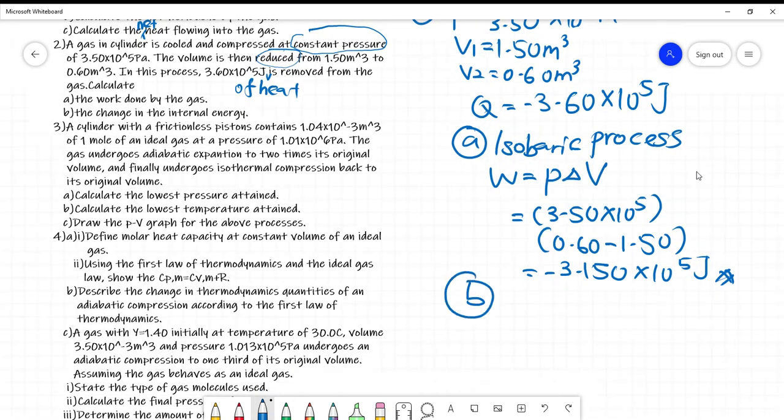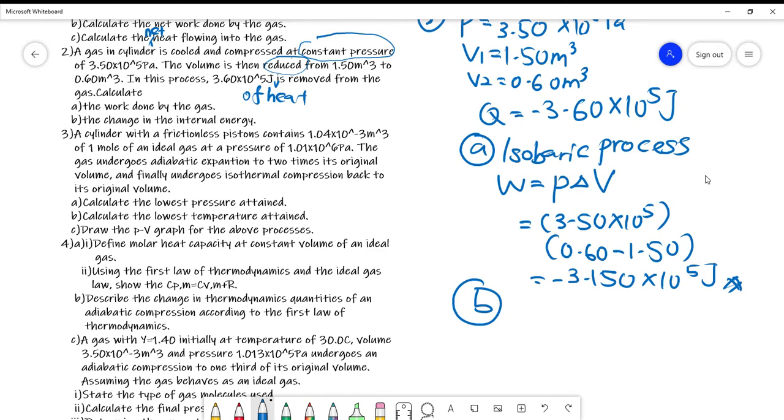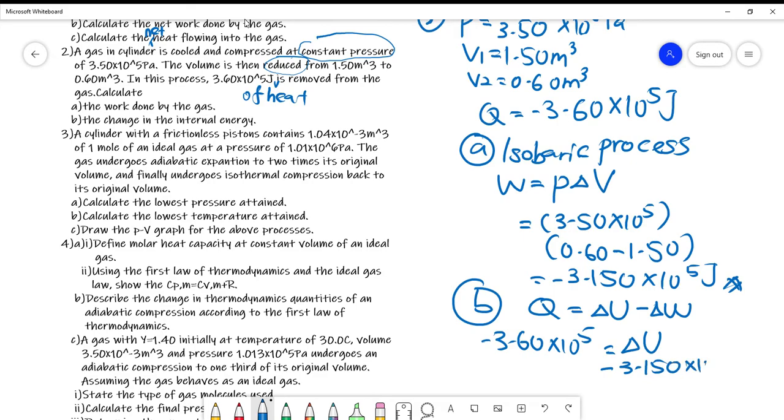So what will be our change in internal energy? Okay, so we have the first law of thermodynamics. So this is the increase in internal energy. Since the system is under compression, what we have for work done is actually negative work done. So our Q is negative 3.60 times 10 to the power of 5, and this is the one that we need to find, and the work will be 3.150 times 10 to the power of 5 joule.